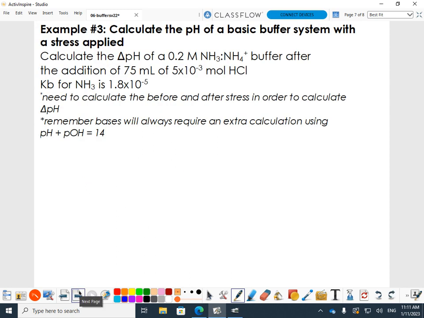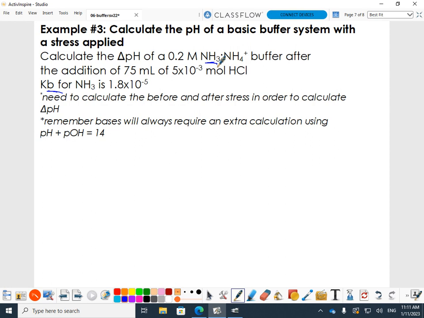Okay, so now we're going to do a basic buffer. So again, it says Kb. It's got the NH. So whatever way you like to remember, yesterday is the same as today. But again, a buffer will give you both. So it tells you in the question what the formula of the base is, as well as its conjugate acid. So it actually makes your life a little bit easier.